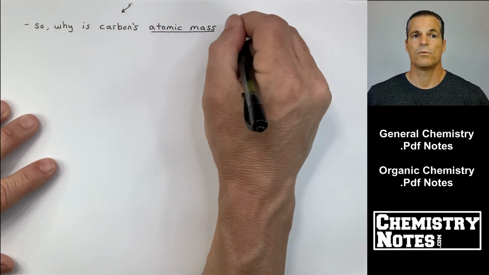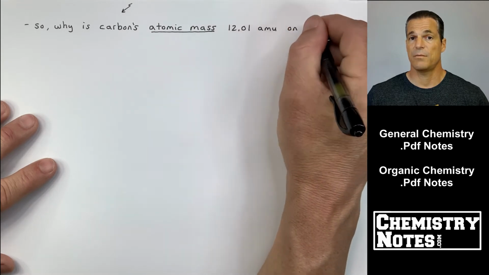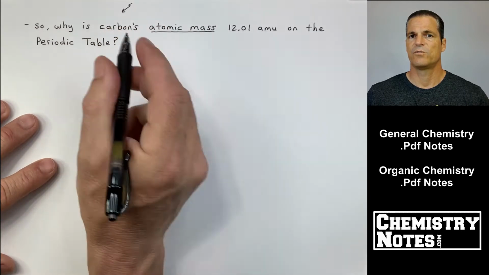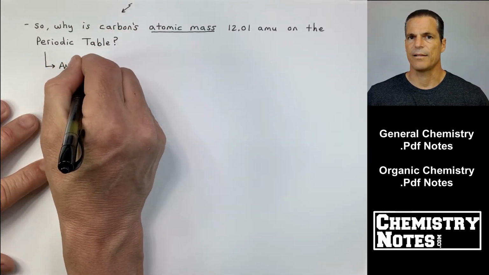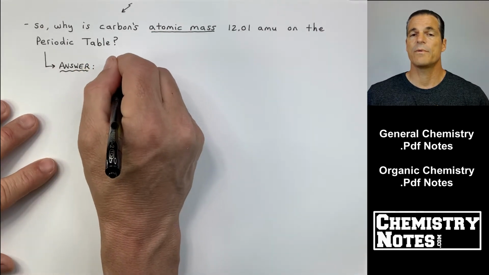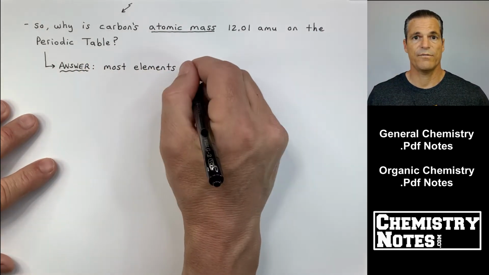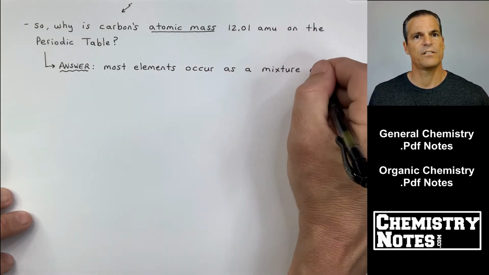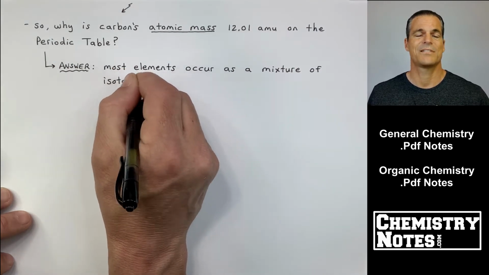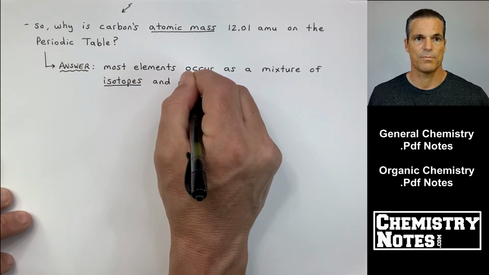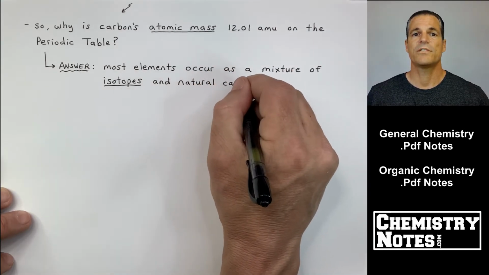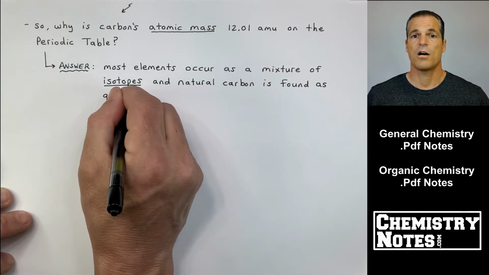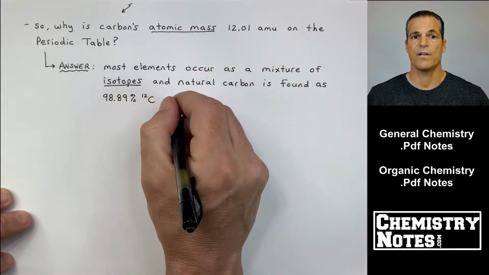It says, so why is carbon's atomic mass on the periodic table 12.01 AMU instead of 12 AMU, like we just said? Well, the answer is carbon-12, that particular isotope of carbon, is not the only way that carbon is found in nature. Okay, it's the most prevalent, but it's not the only type of carbon isotope. So here's the answer. Most elements occur as a mixture of isotopes, and natural carbon is found in the following variations.